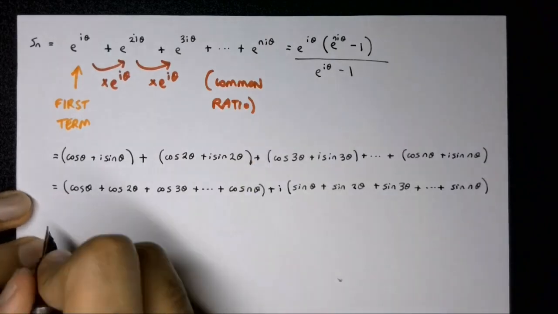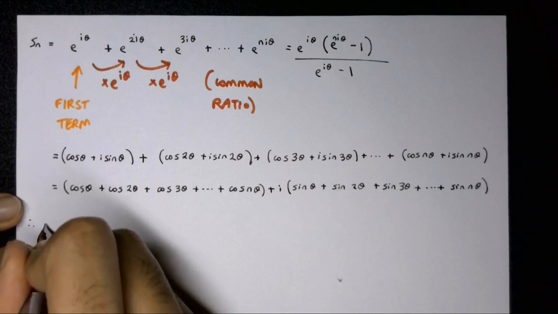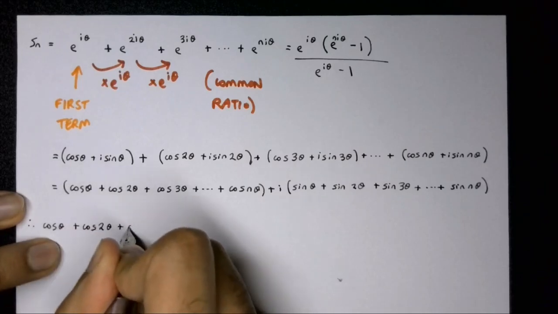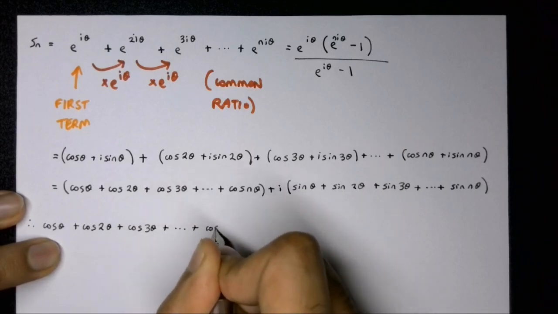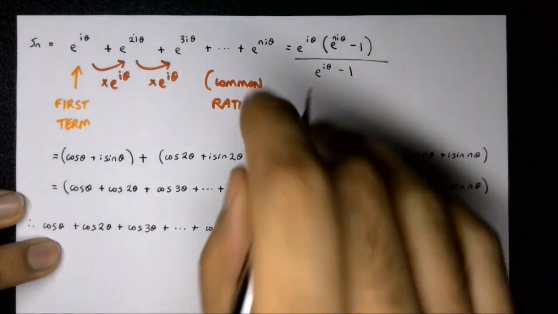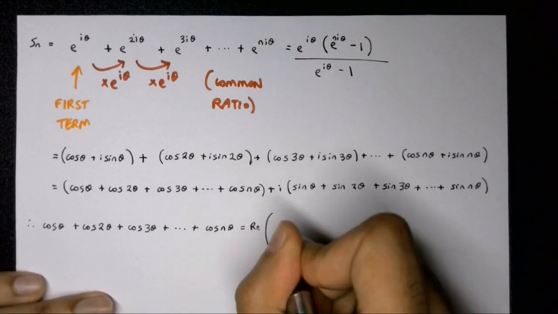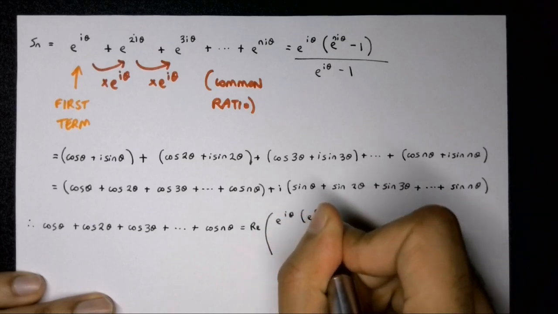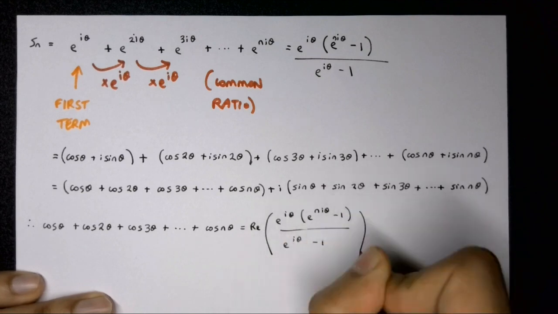So therefore, what we can conclude from here is cos theta plus cos 2 theta plus cos 3 theta, etc., up until cos n theta, because this is real, it will equal the real part of this. So this is equal to the real part of (e to the i theta, lots of e to the ni theta minus 1) over (e to the i theta minus 1).